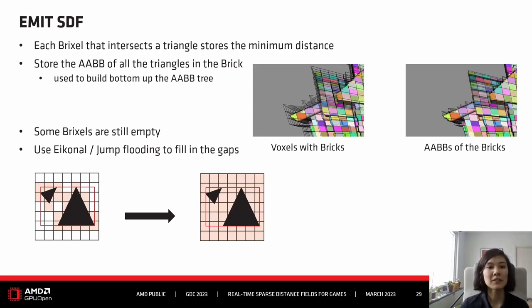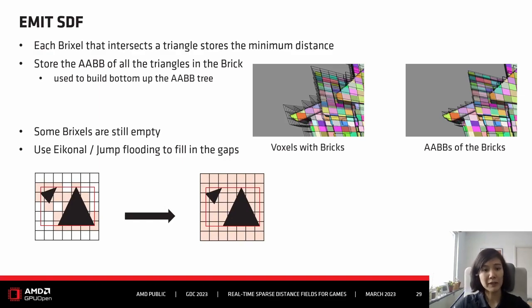This gives us a partial distance field, I would say, because some pixels will have the minimum distance, but other pixels won't have any distance because they are not intersecting any triangle. At this stage, we also compute the AABB for the brick, which is needed for the AABB tree.